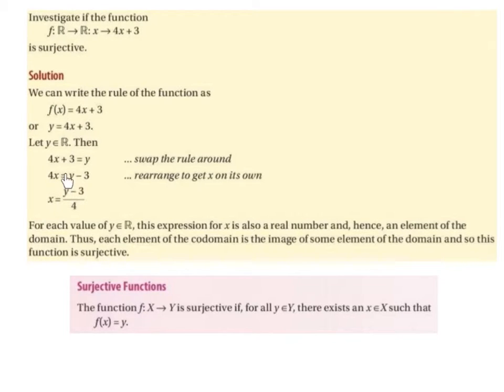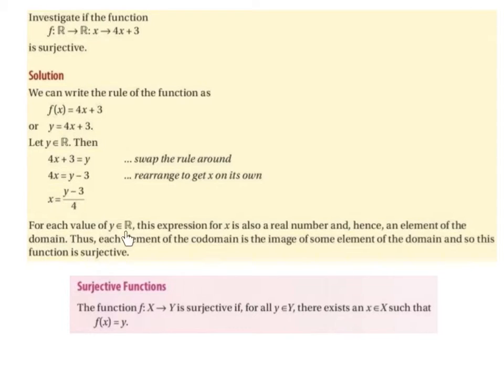So then 4x = y - 3. We rearrange to get the x on its own. So what we did was we carried the +3 over the equal sign to become -3. And then to get rid of that 4 stuck onto the x, we have to divide by 4. So we get x = (y - 3)/4.